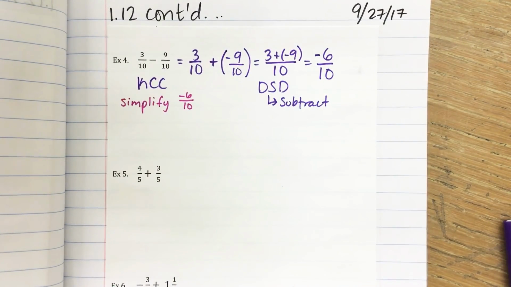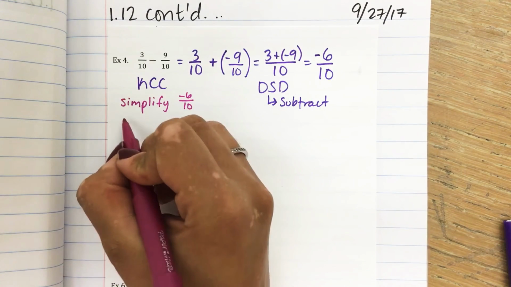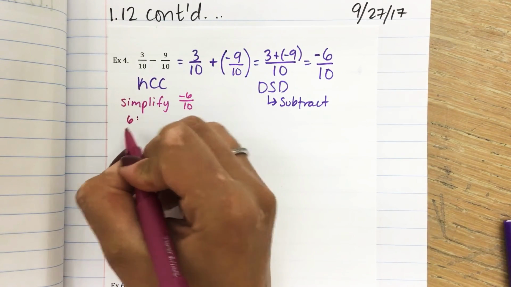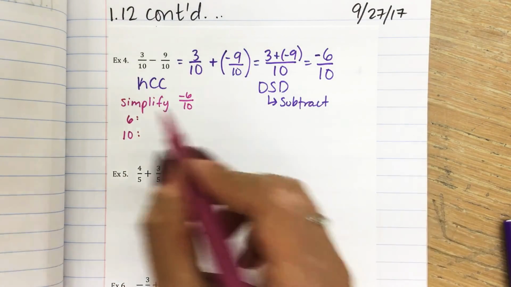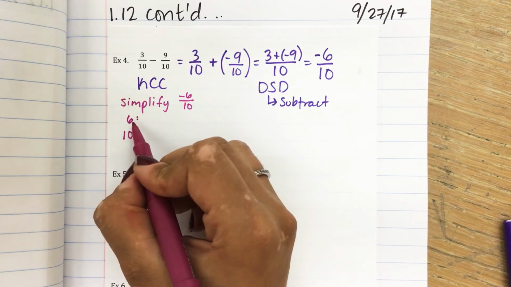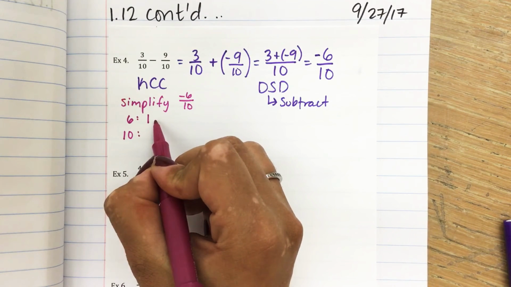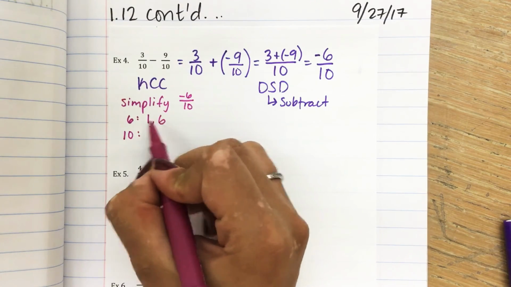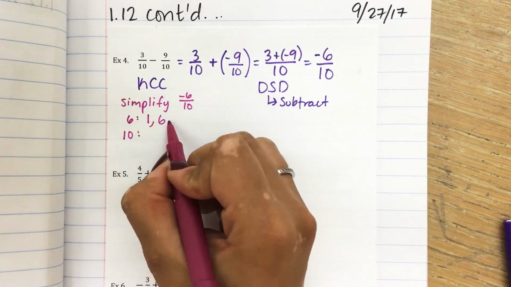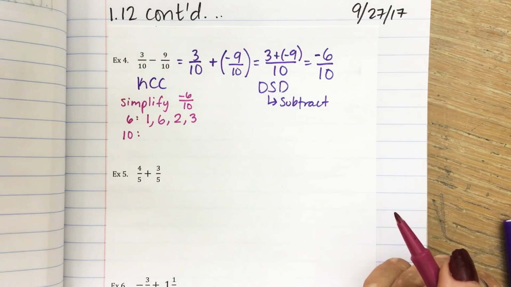We need to simplify this section. So I'm going to look into factors of 6 and factors of 10. I need two numbers that when we multiply them give me 6. I know that 1 times 6 gives me 6, and I know that 2 times 3 gives me 6.